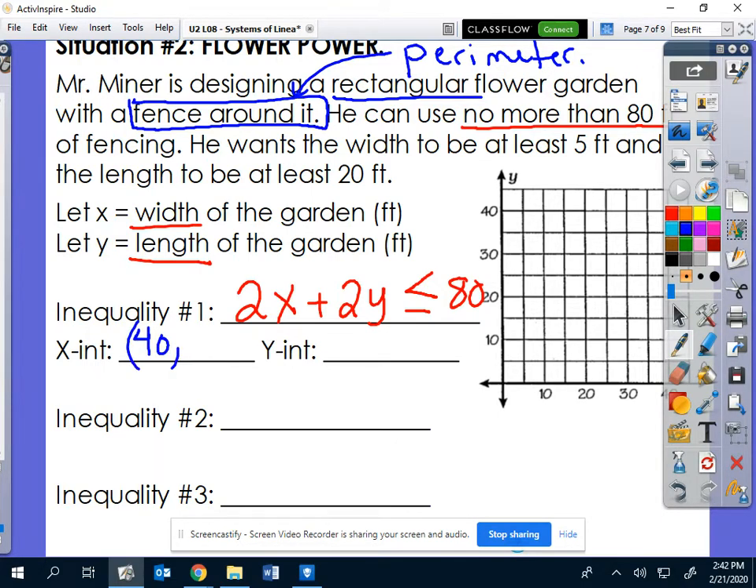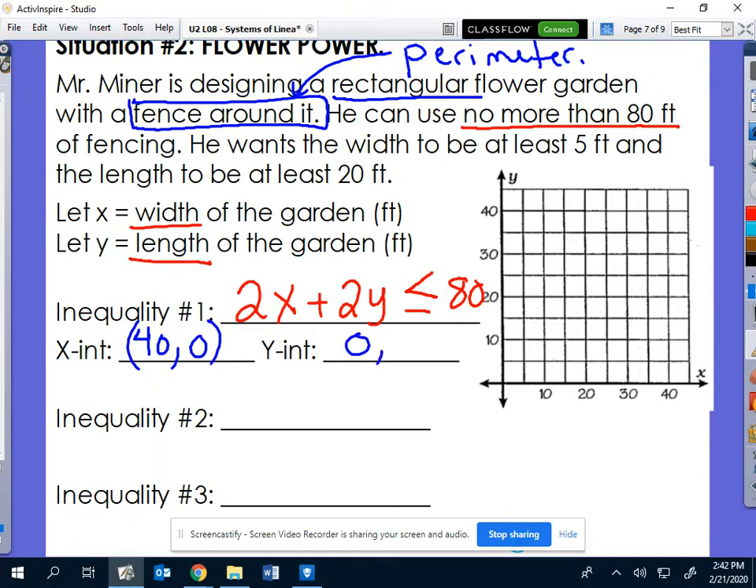So 40, 0. And this actually doesn't make any sense, right? Because we could make a garden that was 40 feet wide, but it wouldn't be anything long. That would be a terrible garden. Or 40 feet long and not be any feet wide. So that doesn't make any sense, really, truth be told. We don't want a super, super skinny garden. So that's why these other two inequalities come into play.